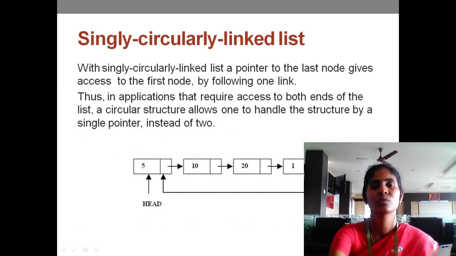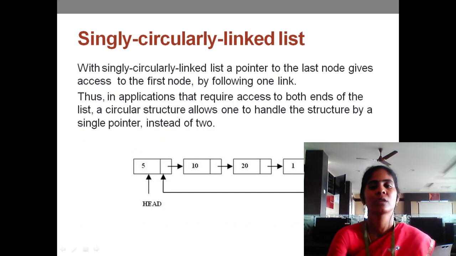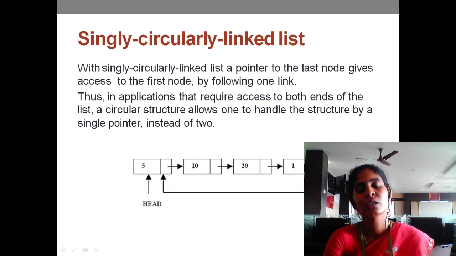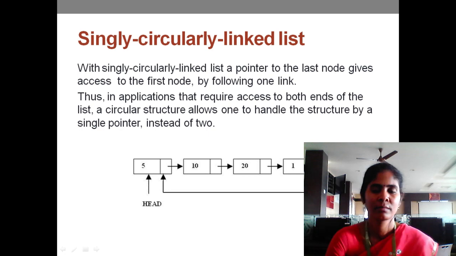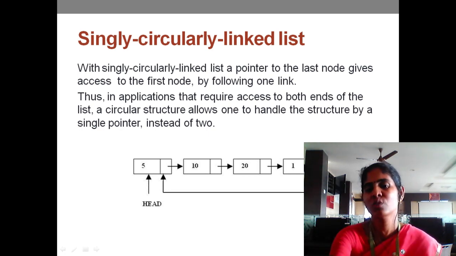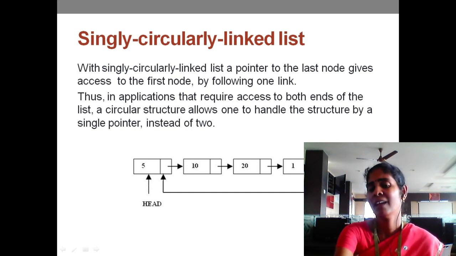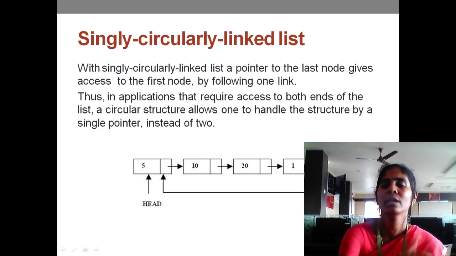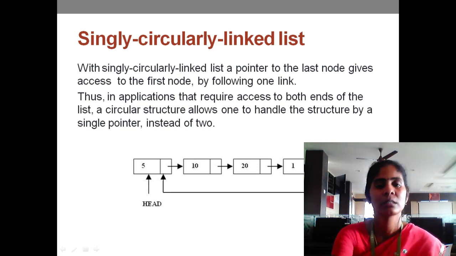Then the next one is the singly circular linked list. What is a singly circular linked list? It has the last node pointing to the first node of the list. The last node is pointing to the first node. What is the first node? That is node 10. Node 10 is the first node. The address of node 10 is stored in the header node, so the last node is pointing to it. This is the singly circular linked list.